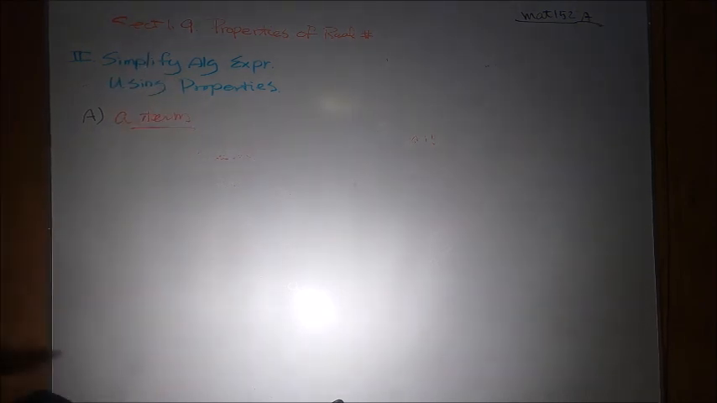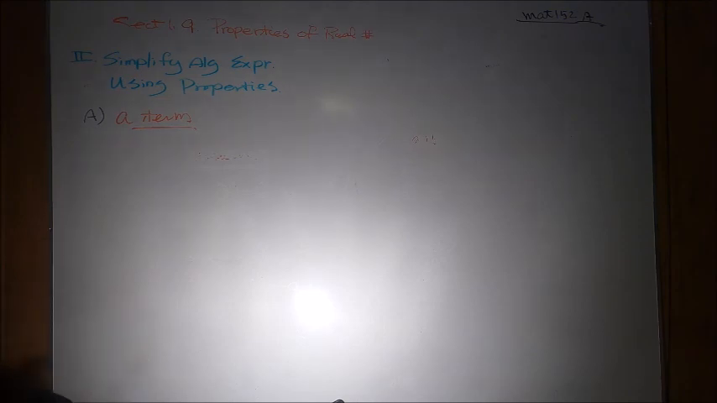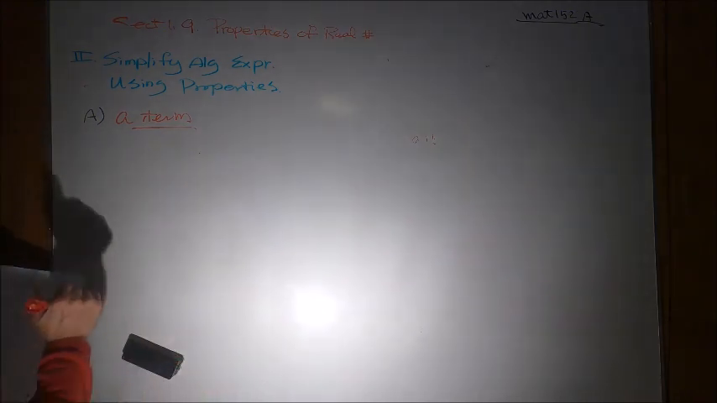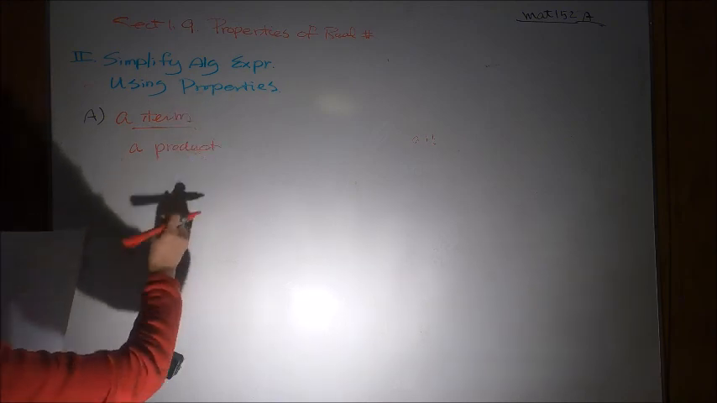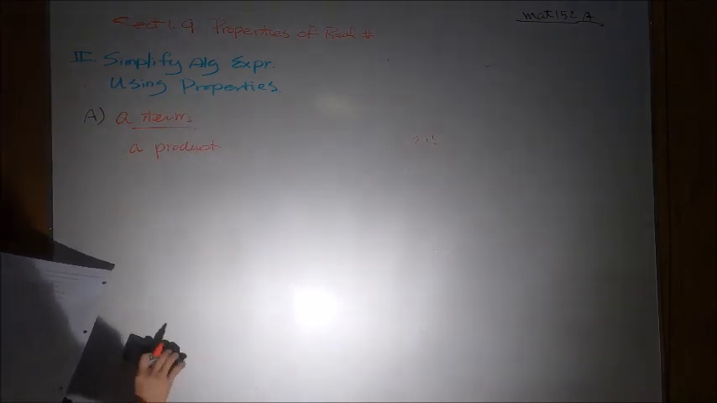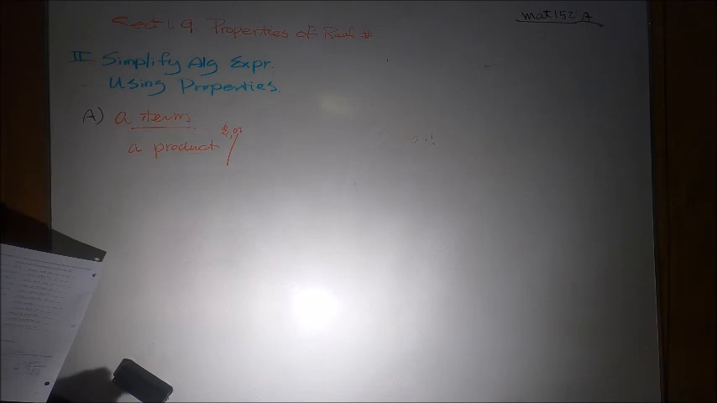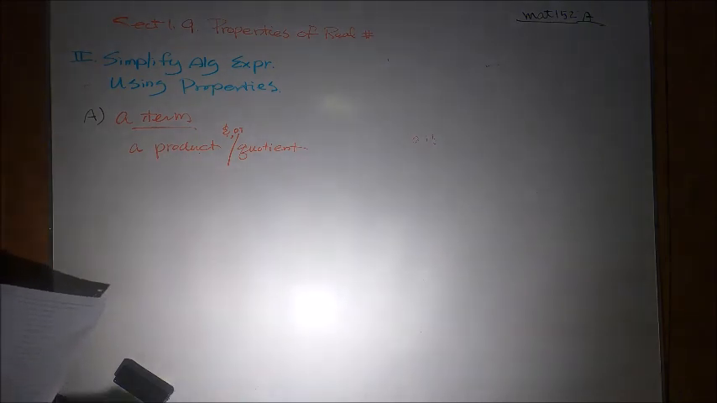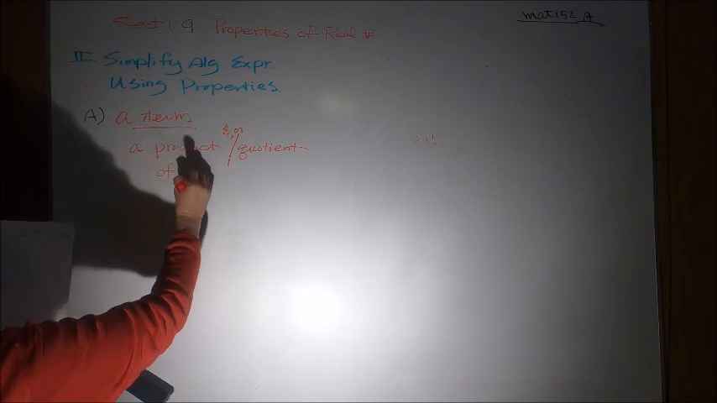What is an item, right? We have to differentiate which is which, what is what, before we can manage that, right? So we define what is a term. We say a term is what? A product. What is a product? Multiplication, right? And or what? Quotient. What is a quotient? Means division, right?